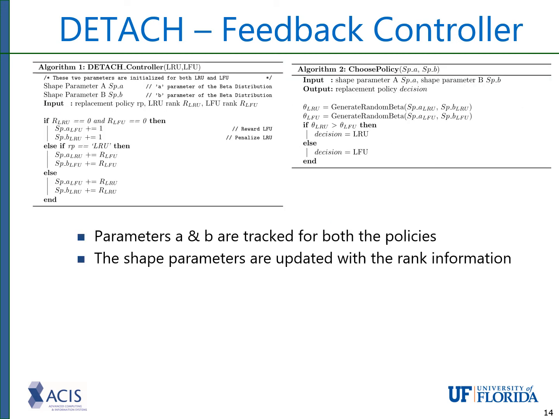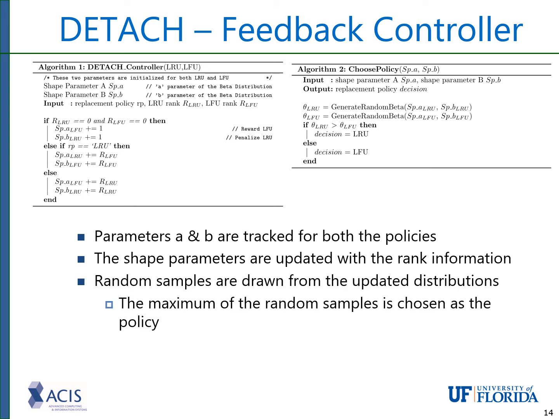Now the shape parameters A and B are tracked for both the policies, and as and when the rank information is available, that is, whenever an object is evicted and the rank is computed, this information is then used to update the shape parameters. Once the shape parameters are updated, random samples are drawn from these updated distributions, and the maximum of the random samples is then chosen as the policy, as shown in algorithm 2.